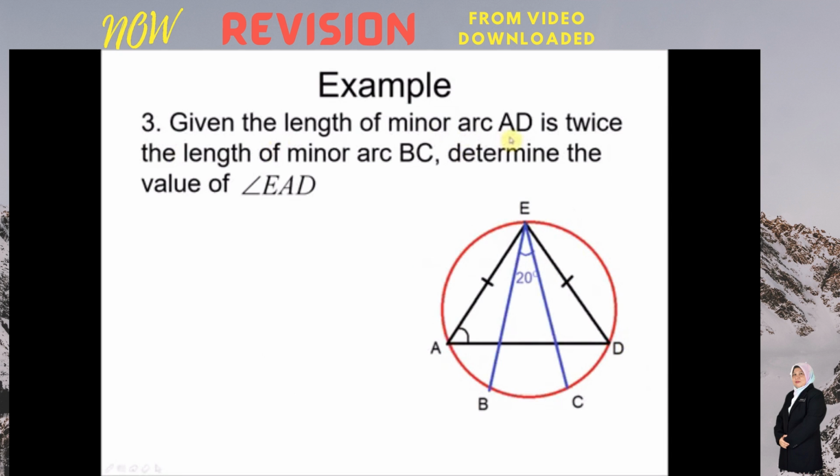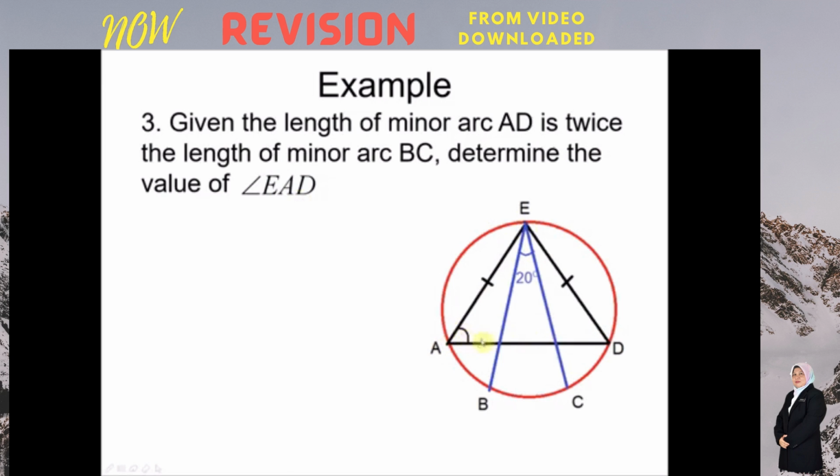Given the length of minor arc AD, the minor arc means from here along the circle until here. This is the minor arc AD, and it is double the size of the minor arc BC. BC is here. So AD is twice the size of BC. Determine the value of EAD. EAD means we are looking for this angle.